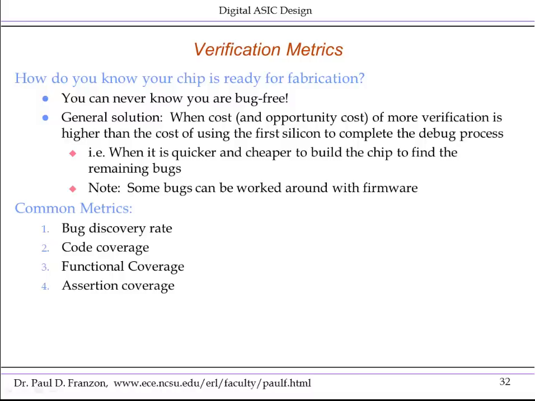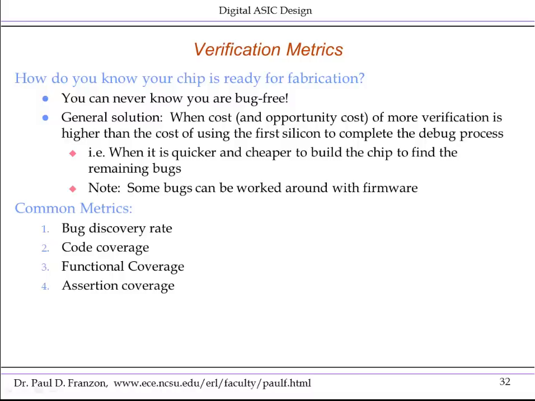So in general, you want a metric that relates the costs and opportunity costs related to building the chip to the cost of doing more simulation. Right? So as you do more and more and more verification, eventually you in principle reach a point where it'll actually be cheaper and quicker to make the chip and find the remaining bugs on it than to keep doing verification. And a factor that comes into this is time to market. You don't want to do so much verification that you overly delay the introduction of your chip to the market and give your competitors a leg up.